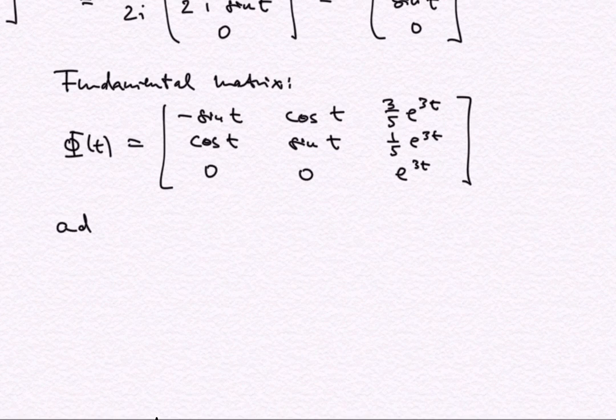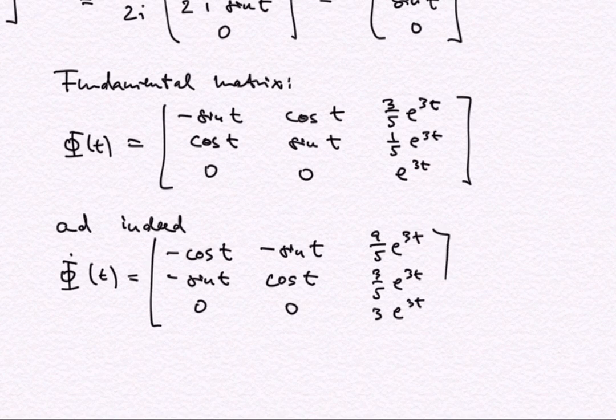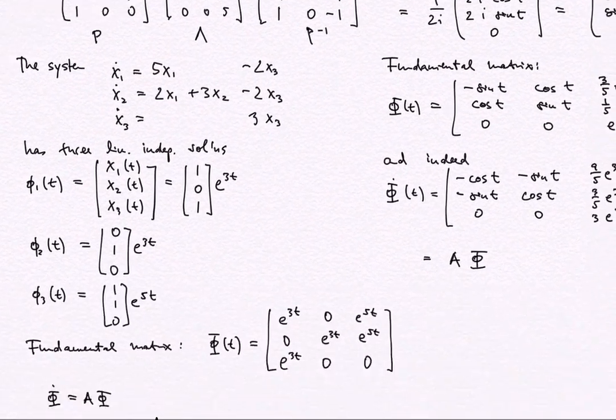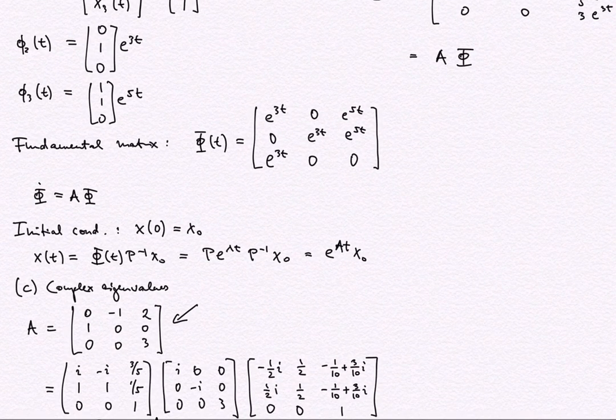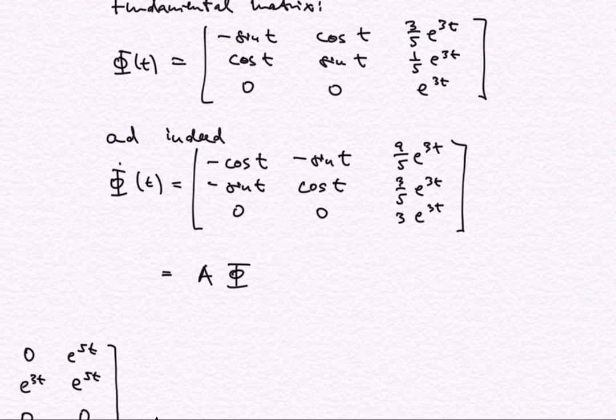And then I can convince myself that phi dot, which is now, okay, what's the derivative of sine? That's cosine. So here we have minus cosine of t. Then the derivative of cosine is minus sine of t, 0 minus sine of t. The derivative of sine is cosine and 0. And then here I have 3 times 3. This is 9 fifths e to the 3t. And 3 times 1, this is 3 fifths e to the 3t. And 3 e to the 3t, that this is indeed A times phi, if you write out this matrix product with the given matrix A, which was this one here, you will see that indeed you get this derivative matrix.